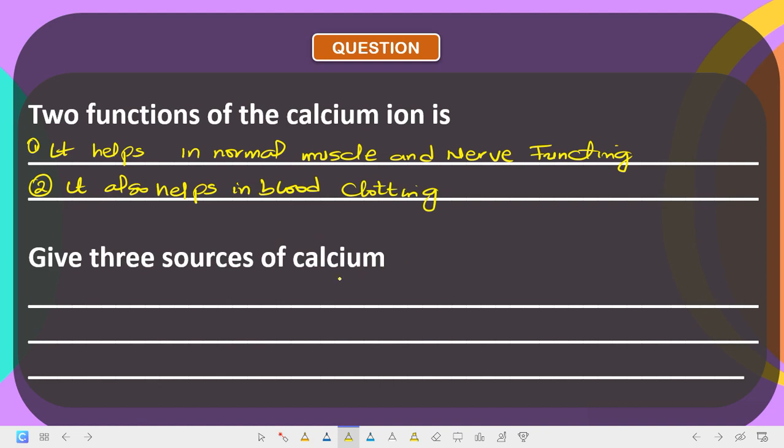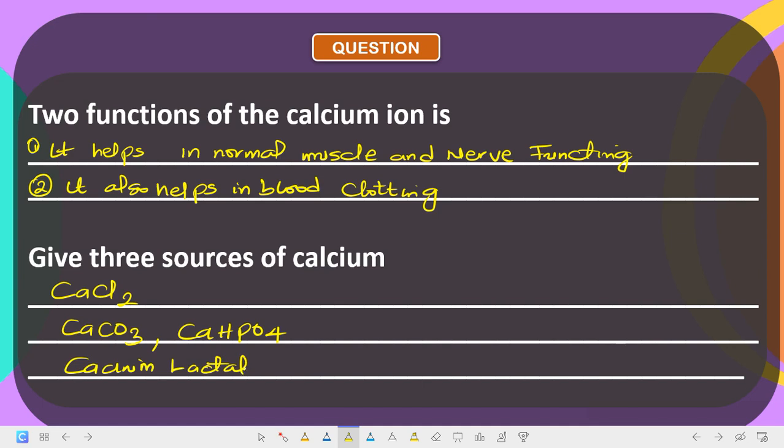Three sources of calcium. The first source is calcium chloride. Calcium is gotten from calcium chloride. It is gotten from calcium carbonate. It's also gotten from calcium hydrogen phosphate. Then we can also get it from calcium lactate BP.